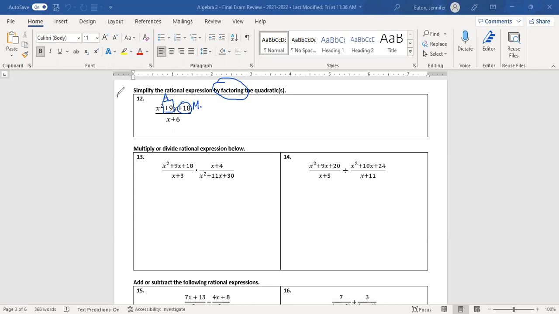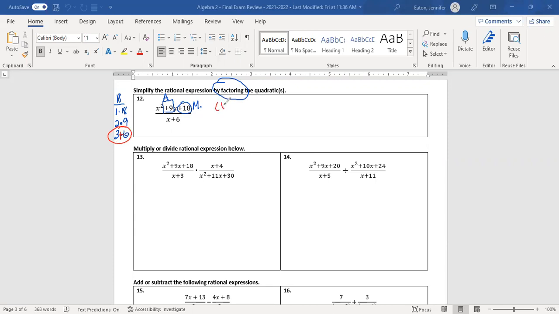So if you need to, off to the side, say, okay, to get 18, I know 1 times 18 gives me 18, 2 times 9 gives me 18, 3 times 6 gives me 18, and that's it. So which of these pairs would add to give you 9? Well, 1 plus 18 is 19, 2 plus 9 is 11, 3 plus 6 is 9. That's the pair we want, right? Because if we multiplied them, 3 times 6, we'd get 18. If we added them, 3 plus 6, we get 9.